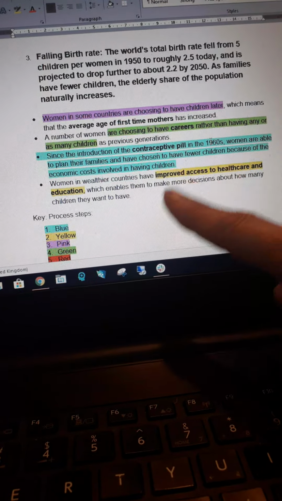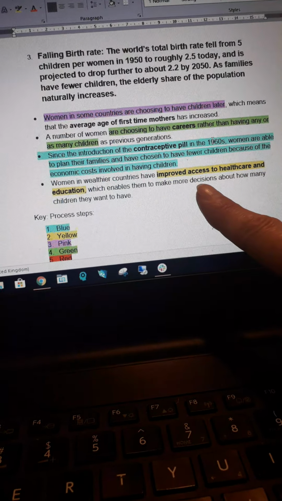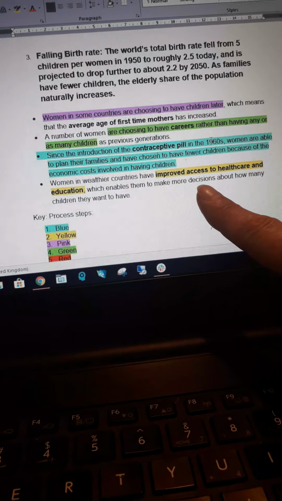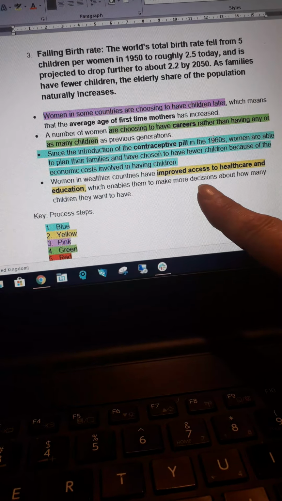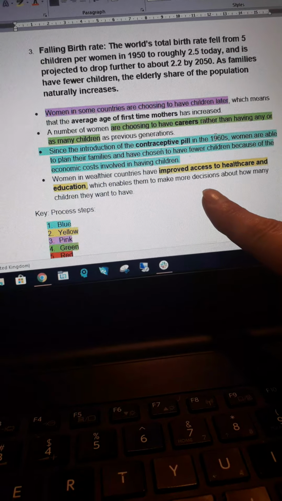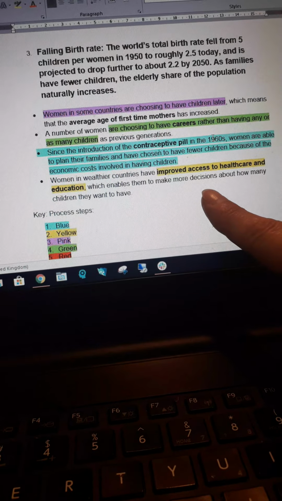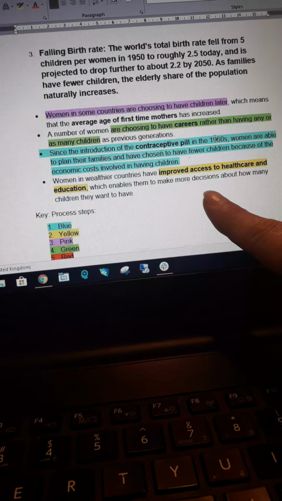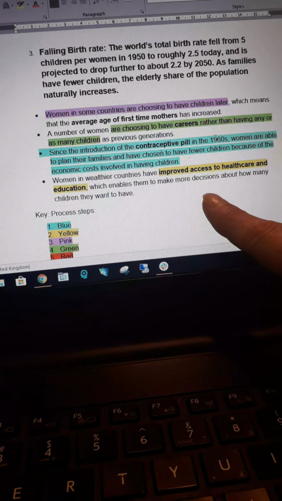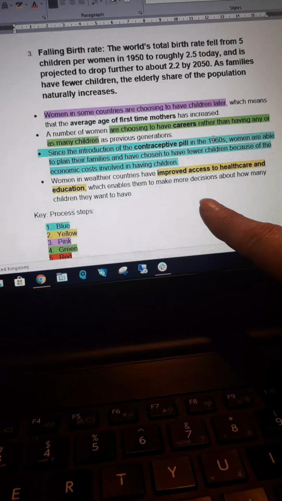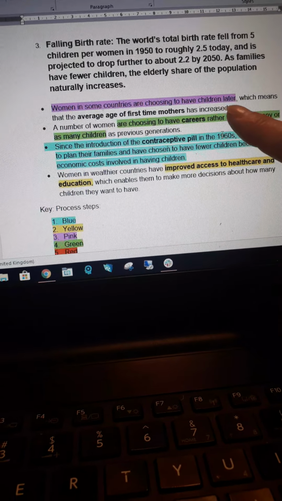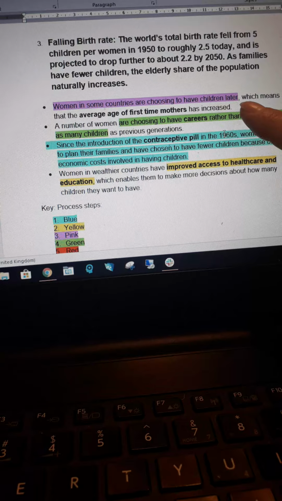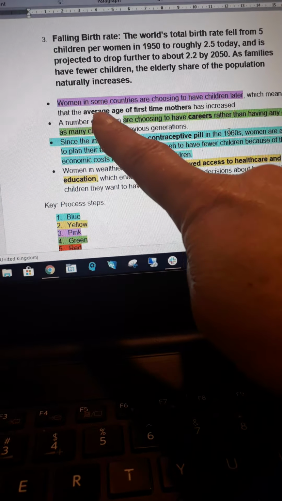Second of all, the yellow. Along with the pill came improved healthcare and education for women. All right? So this meant that women were able to make better decisions about how many children they wanted to have. The third step in the falling birth rate process is women in some countries were choosing to have children later, which means, and I've got it in bold here, the average age of first-time mothers has increased.